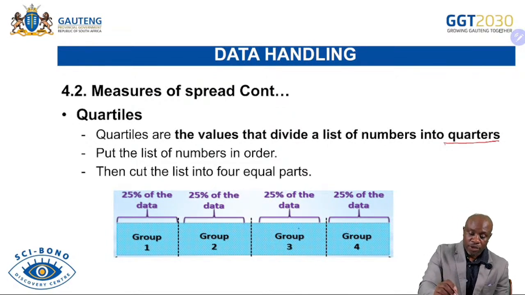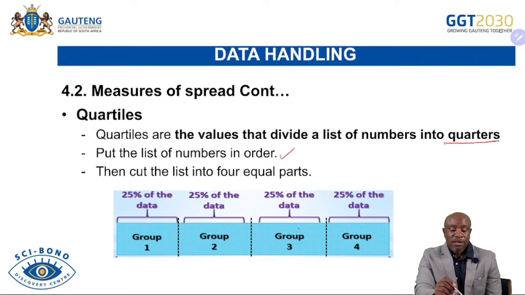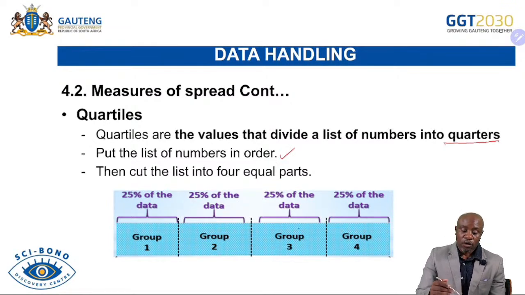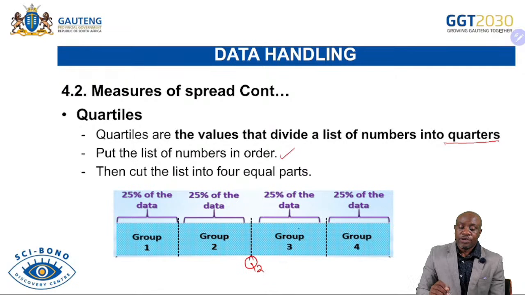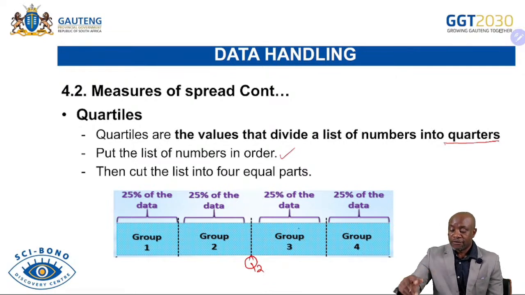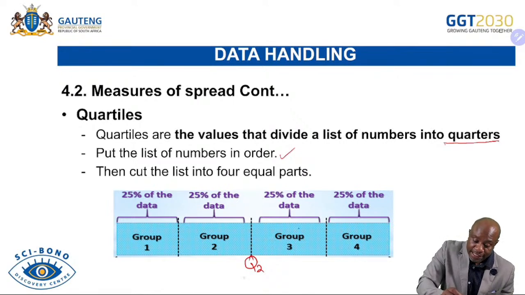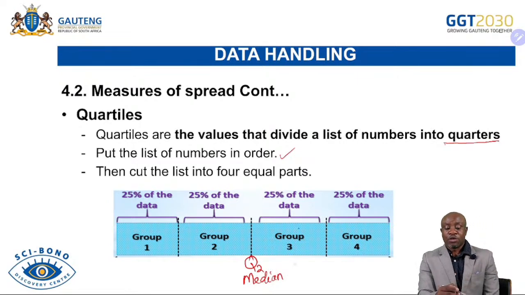The very important thing that you mustn't forget is, as much as you do the median, your numbers must be in order. Now, if your numbers are in order, you always start with the middle value. I will call it Q2, which is the second quarter. If you do your maths very well, second quarter is 2 divided by 4. That gives you 0.5 or half. So that tells you that this is actually your median. So your median is actually your Q2.